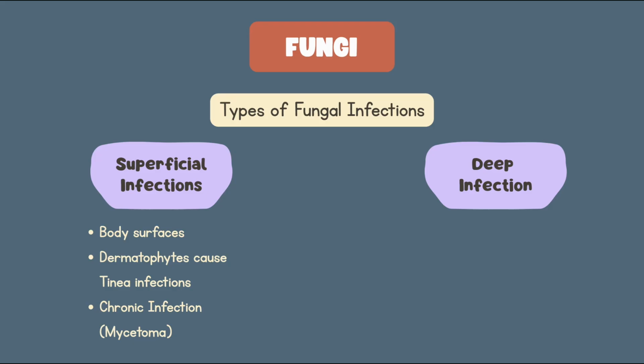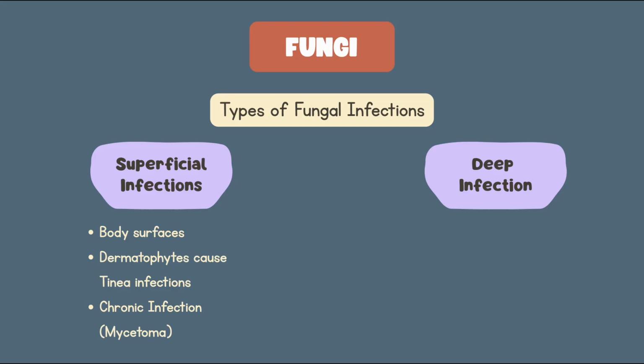Now, we can also have chronic infections, which are also called mycetoma, myce for fungi, toma for growth or mass. So mycetoma is a chronic fungal infection that forms mass-like lesions. Now, these infections usually progress slowly over a couple of months or a couple of years, so that's why they're called chronic, obviously.